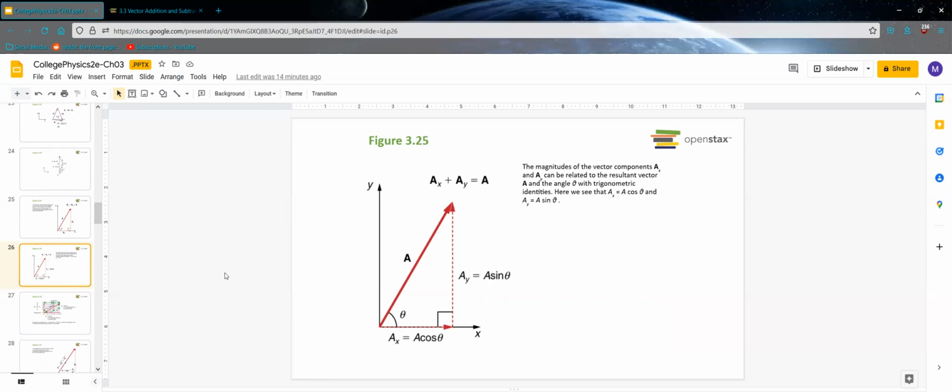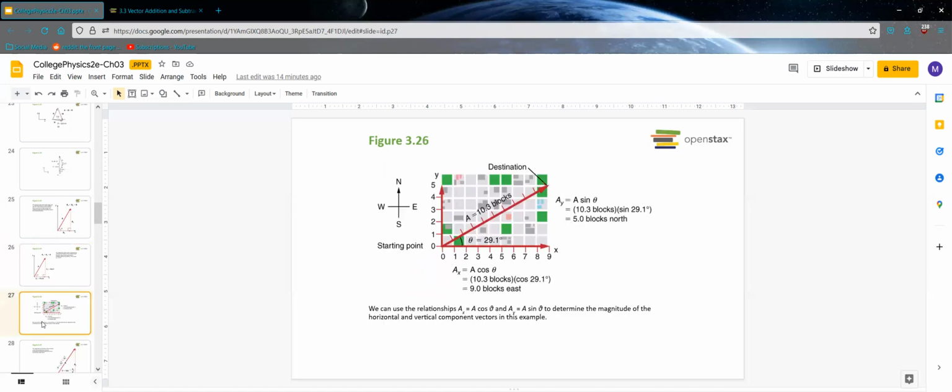Again, if you learned the phrase SOHCAHTOA in high school math, right? So opposite over hypotenuse, CAH adjacent over hypotenuse, TOA opposite over adjacent, right? That's all we're doing here. That's all this chapter is.